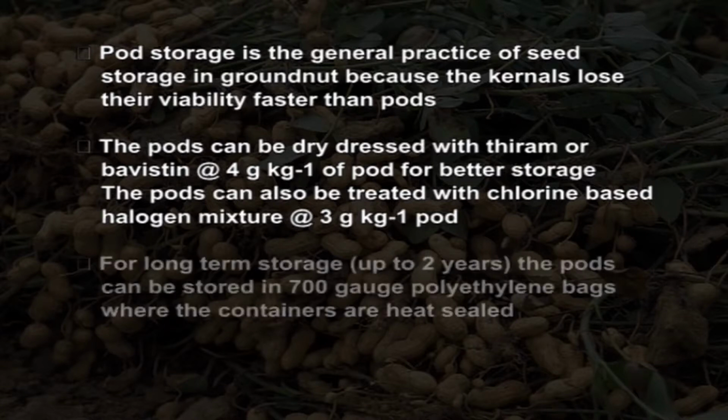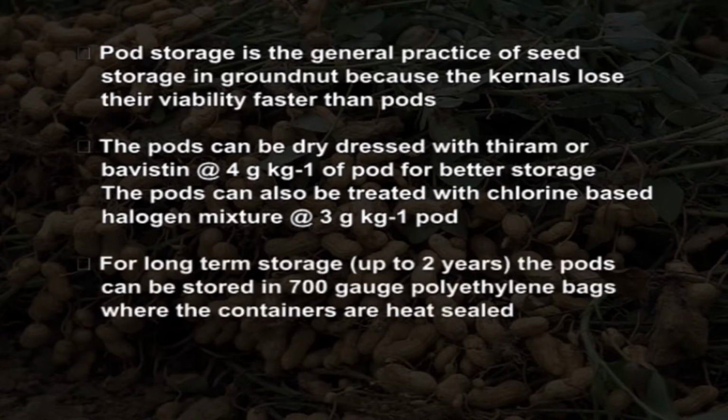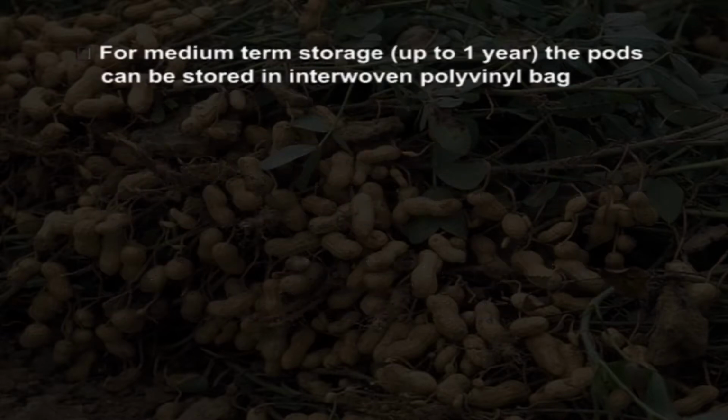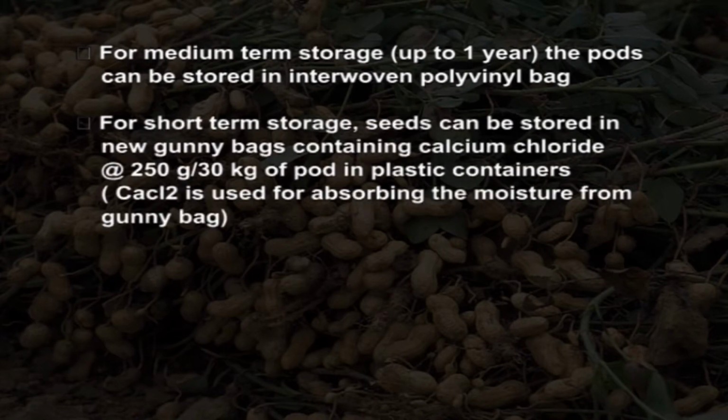of pods. For long term storage up to 2 years, the pods can be stored in 700 gauge polyethylene bags where the containers are heat sealed. For medium term storage up to 1 year, the pods can be stored in interwoven polyvinyl bags. For short term storage, seeds can be stored in new gunny bags containing calcium chloride at the rate of 250 gram per 30 kg of pods in a plastic container. The calcium chloride is used for absorbing the moisture from the gunny bag.